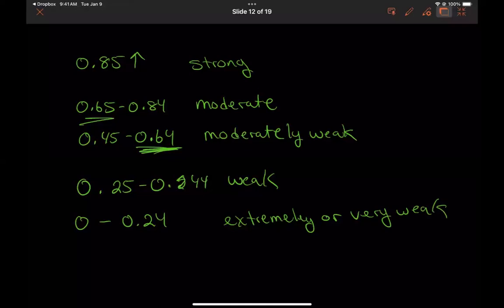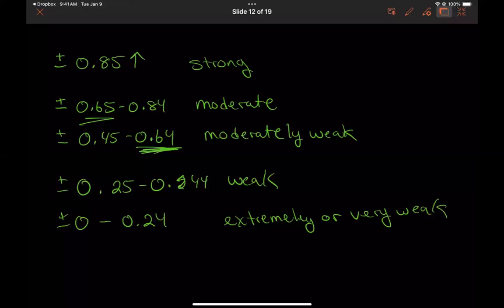0.1, I'd probably still say basically no relation. But if I'm at 0.2 or 0.24, I'm probably going to say extremely weak, very weak, something like that. And this is absolute value, so it's plus or minus, positive or negative. I almost even hate giving you these. I'm just trying to give you an idea, because these are not the rules.